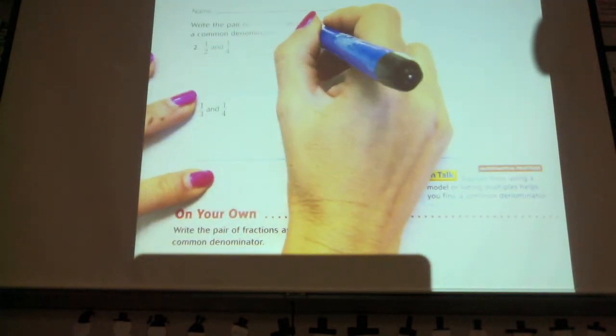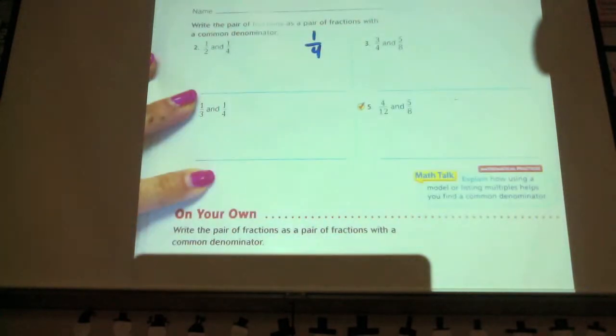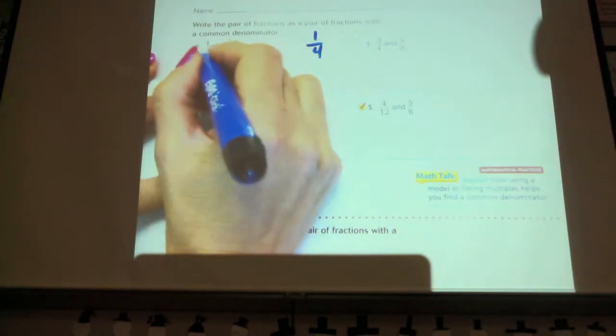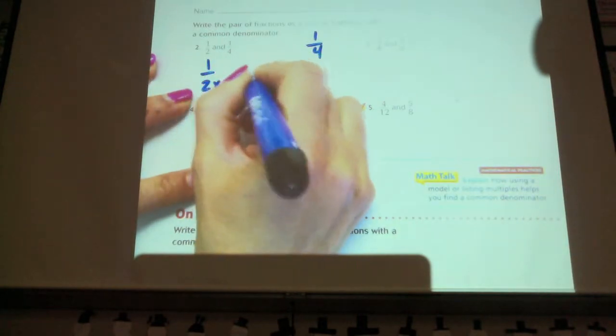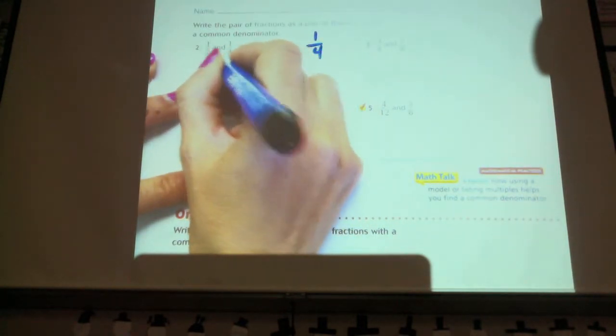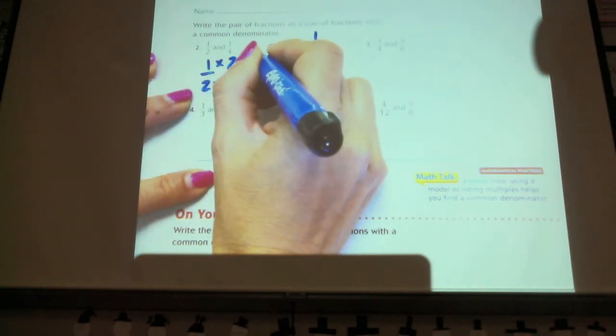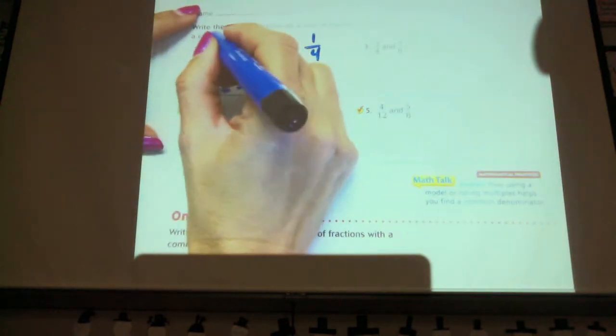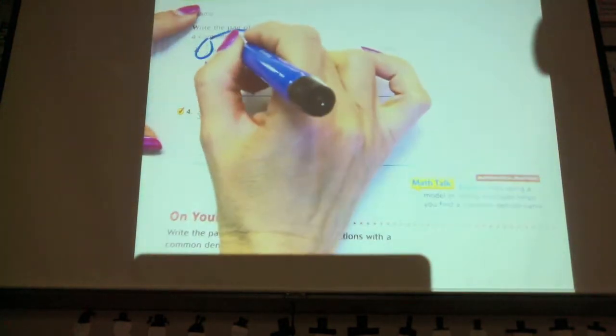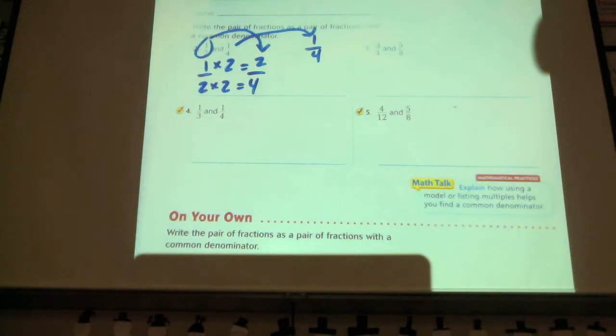So I'm going to put my 1/4 over here because I'm not going to have to change that, and this is why. I'm going to change my 1/2. Lydia says if I do times 2, I get 4. So then I do the numerator times 2, and I get 2. So now I've changed 1/2 to 2/4, and my 1/4 is going to stay 1/4. Do they have common denominators? Yes. What is the common denominator? 4.